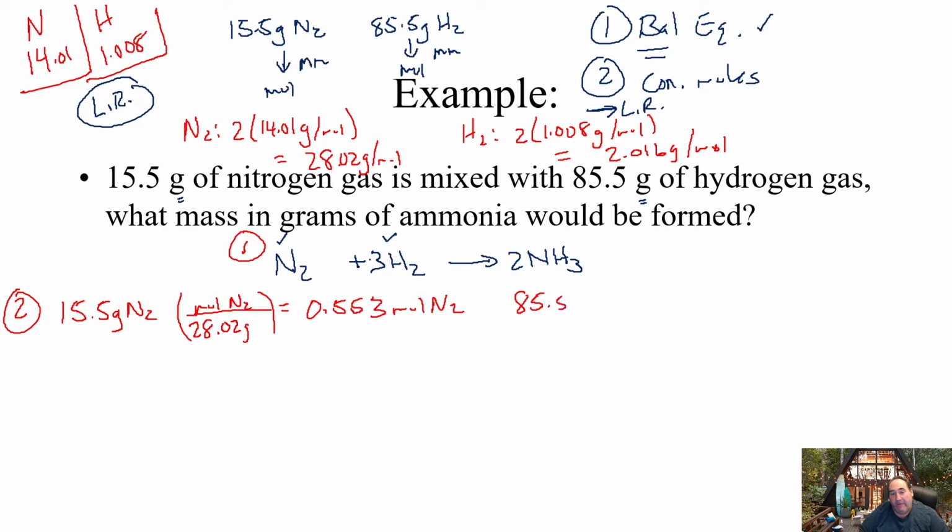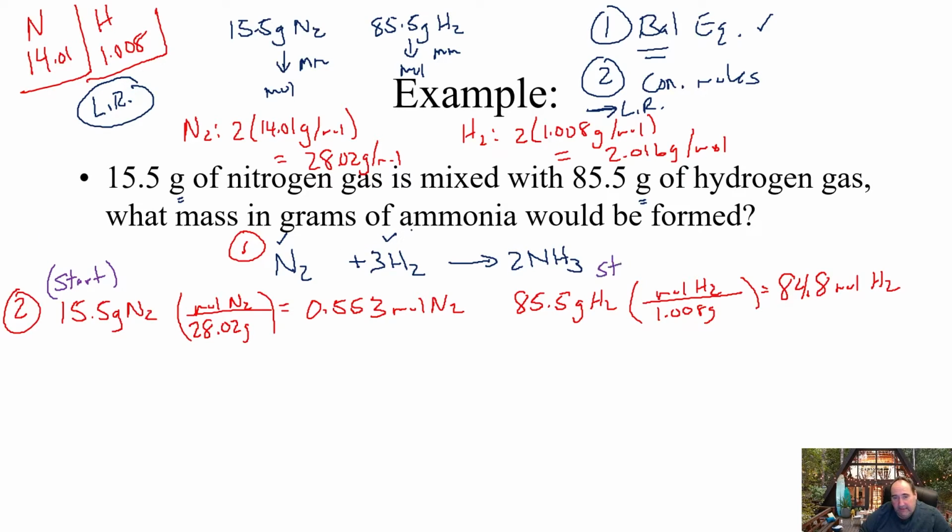So 85.5 grams of hydrogen using the molar mass there of hydrogen, 1.008 grams per mole of hydrogen. Going to give us 84.8 moles of hydrogen. So it's also important to remember that when you do these and you convert these grams into moles, it might not hurt to put a little label on them that, hey, this is like my starting amount of each of these guys.